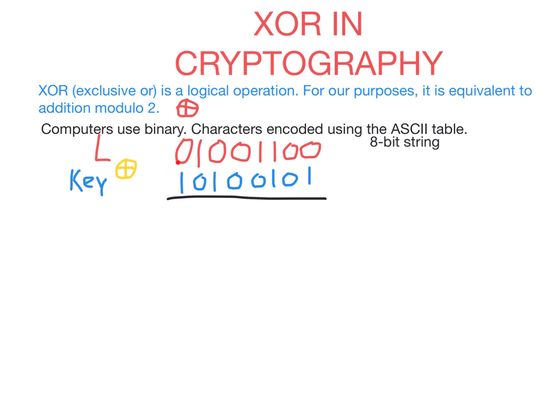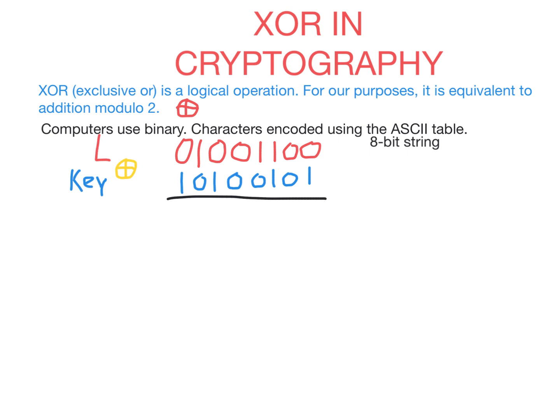So what we do is we take this 8-bit string and we're going to XOR it. We can use XOR as a verb. We're going to XOR the letter and some key. That will allow us to encrypt the data. So let's start. We're going to go 0 XOR 1.